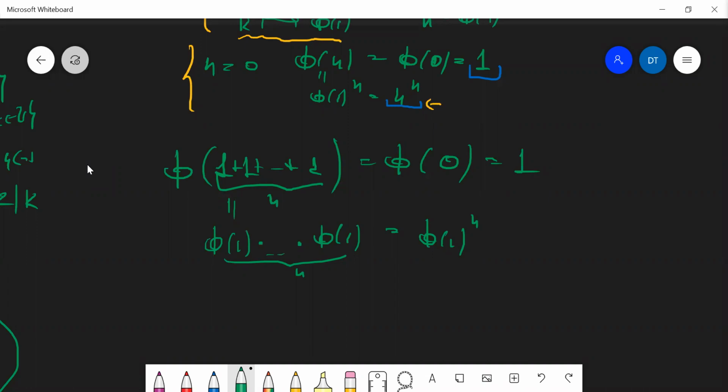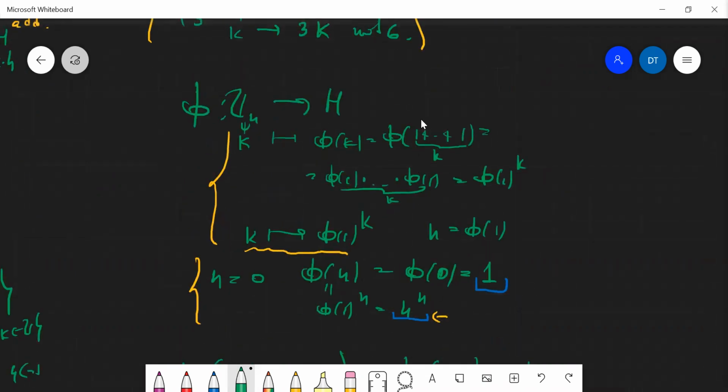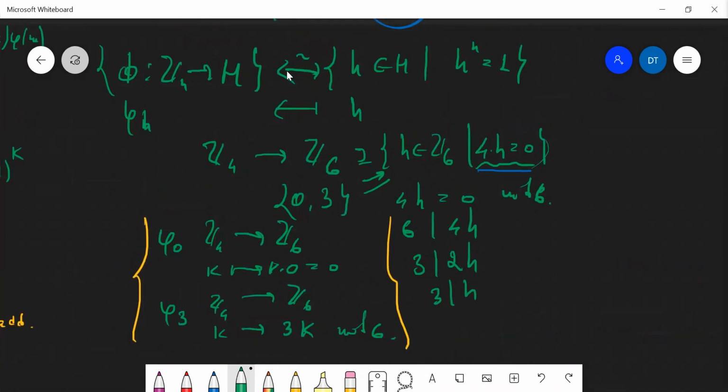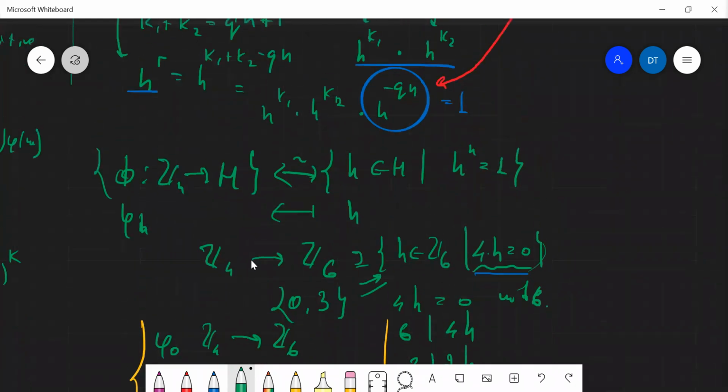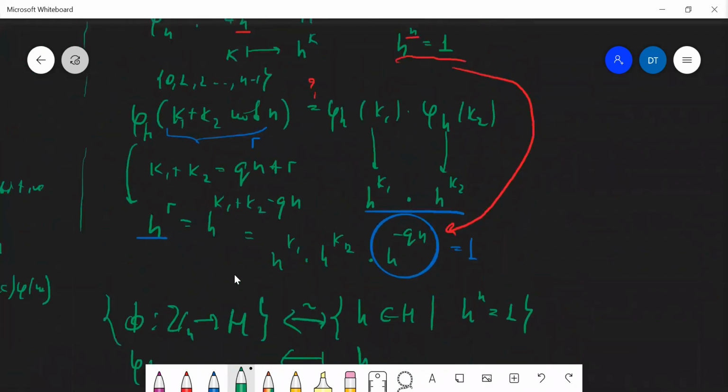What is our conclusion? So our conclusion is this. When you want to describe all homomorphisms from a group Zn to a group H, you find all the elements of the group H with this condition, h to the n is equal to 1, where n is the order of your Zn. And then each element from this set gives you a homomorphism from Zn to H by this rule, which is written here.